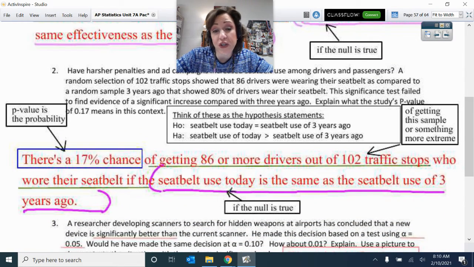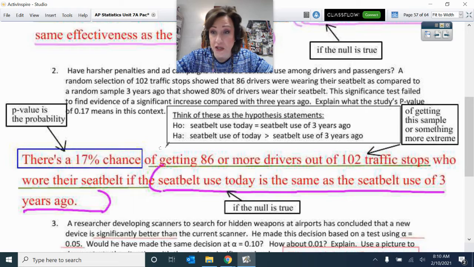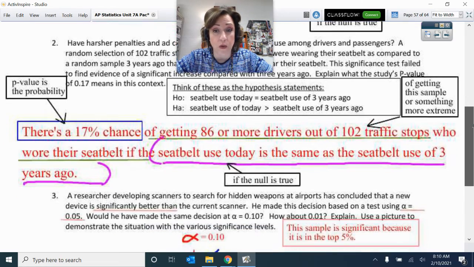In fact, you could start your p-value interpretation with the last thing. If seatbelt use today is the same as seatbelt use was 3 years ago, that's what the null hypothesis says, then there was a 17% chance of getting a sample that showed 86 or more drivers out of the 102 traffic stops who wore their seatbelt. So there's the sample that we got or more.